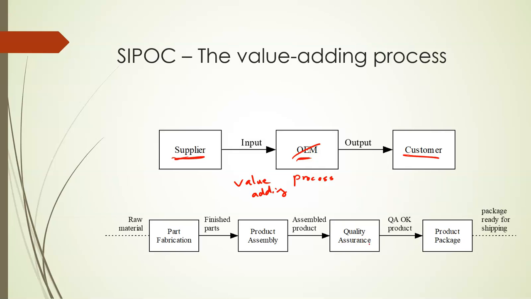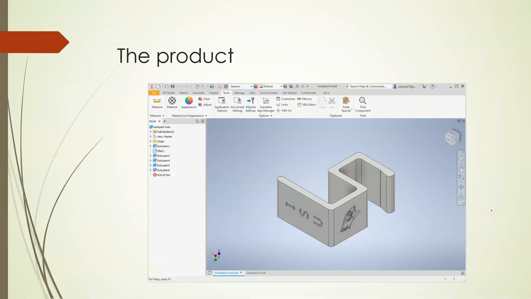You have QA over here, and you have a QA OK product. The big difference is that one is an assembled product, and the other is a QA OK product. You put that into a package, and at the end, to the customer, that will be a package ready for shipping. All right, just a quick reminder.